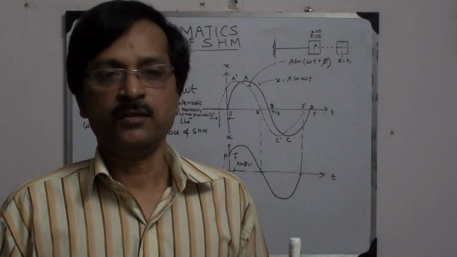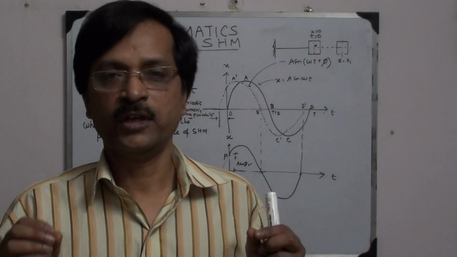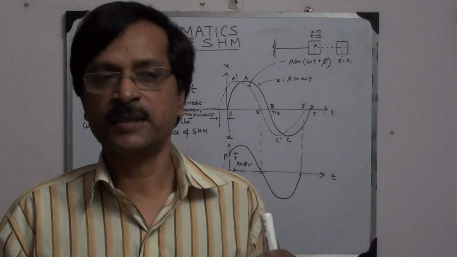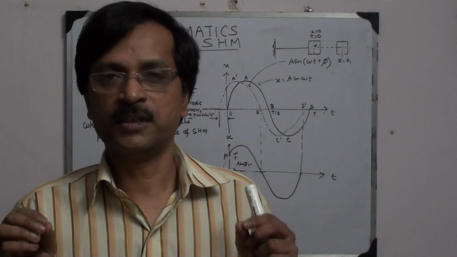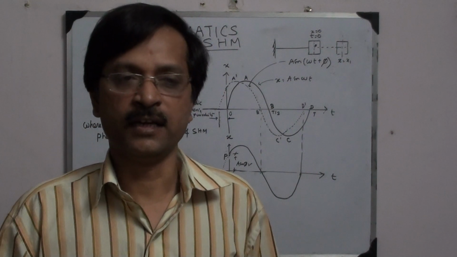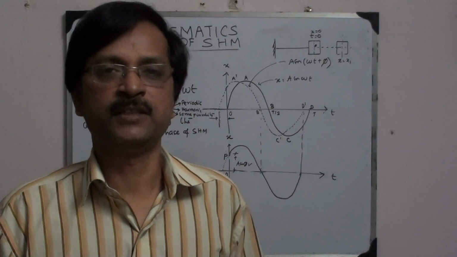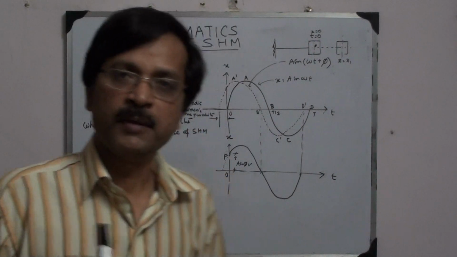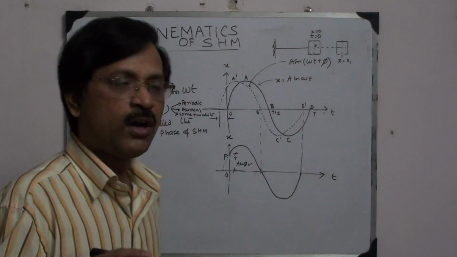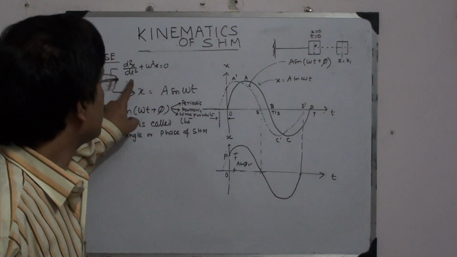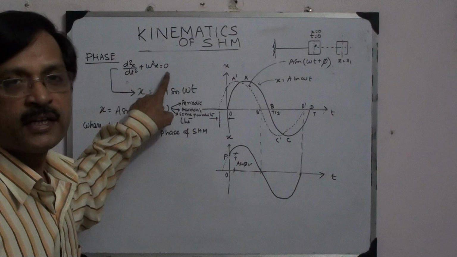Let us now understand one of the concepts which we had not dealt with so far: the concept of phase of the simple harmonic motion, or phase angle. What is phase angle and phase of the simple harmonic motion? Remember, simple harmonic motion always satisfies the equation d square x by dt square plus omega square x is 0.